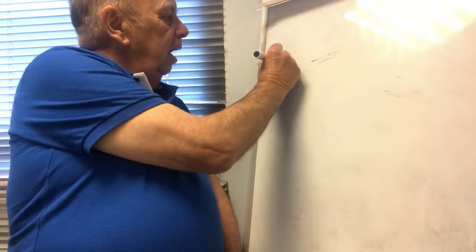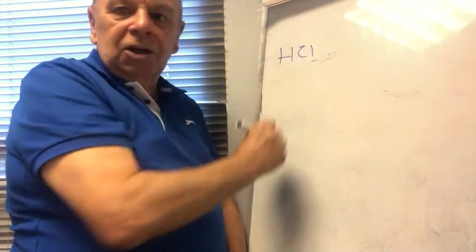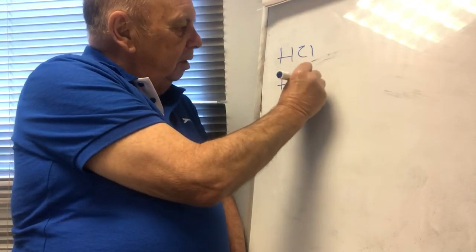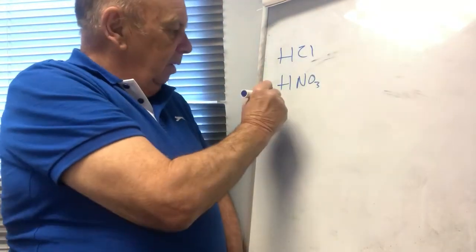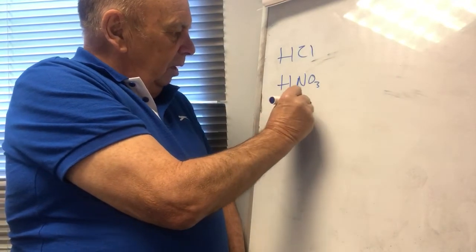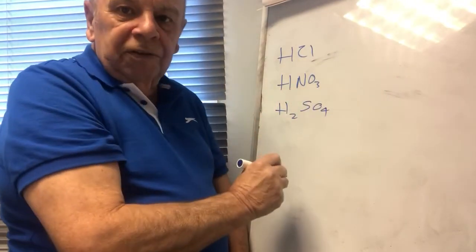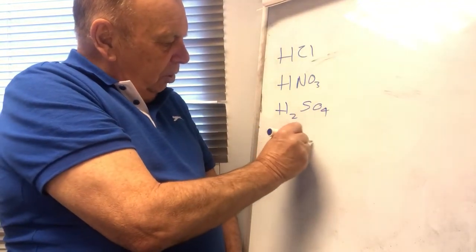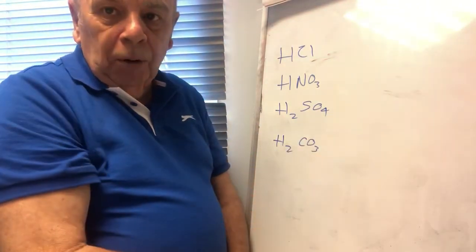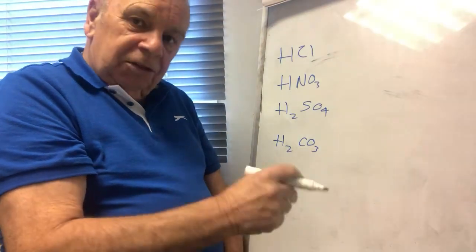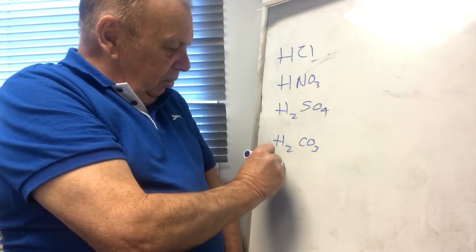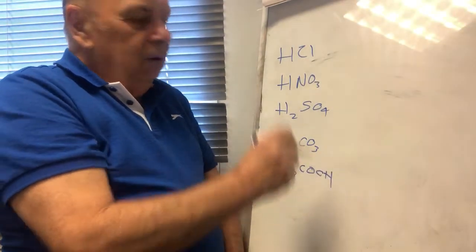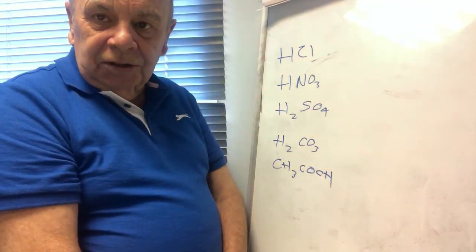First one, HCl, hydrochloric acid, HNO3, nitric acid, H2SO4, sulfuric acid, H2CO3, carbonic acid, ethanoic acid, CH3COOH. Why are these classified as acids?